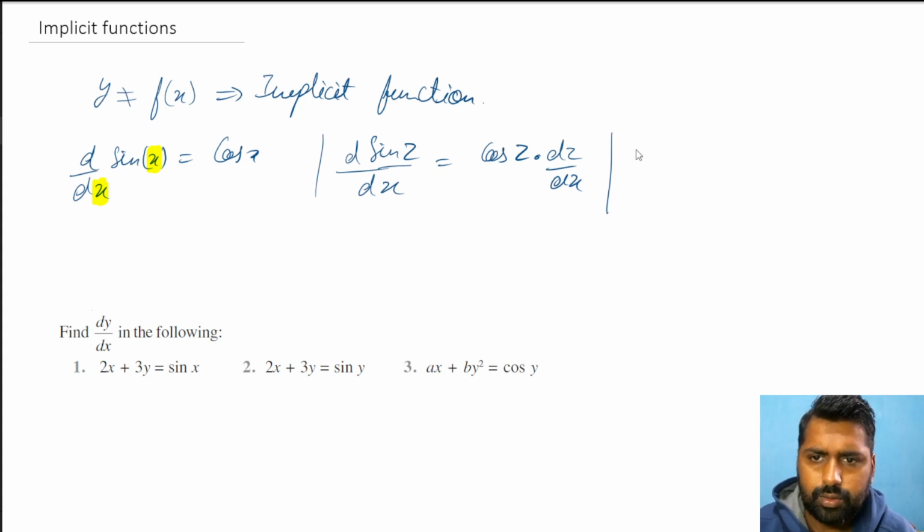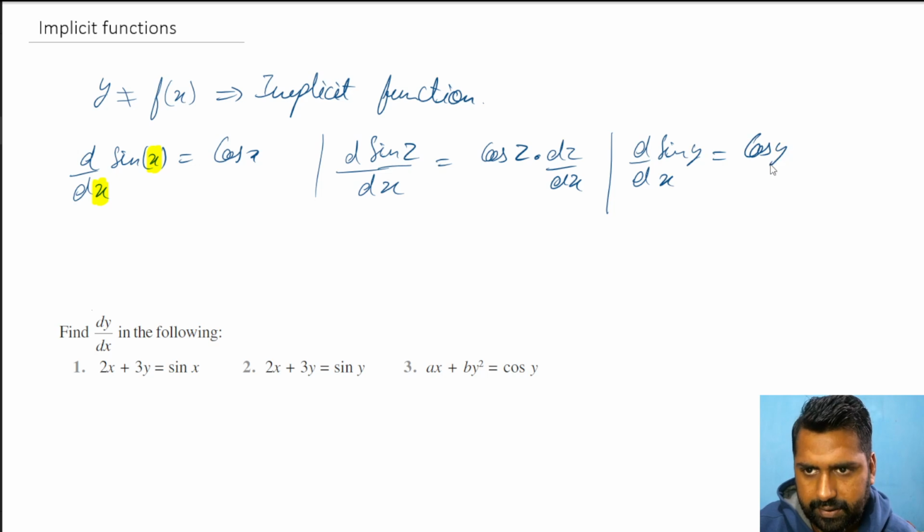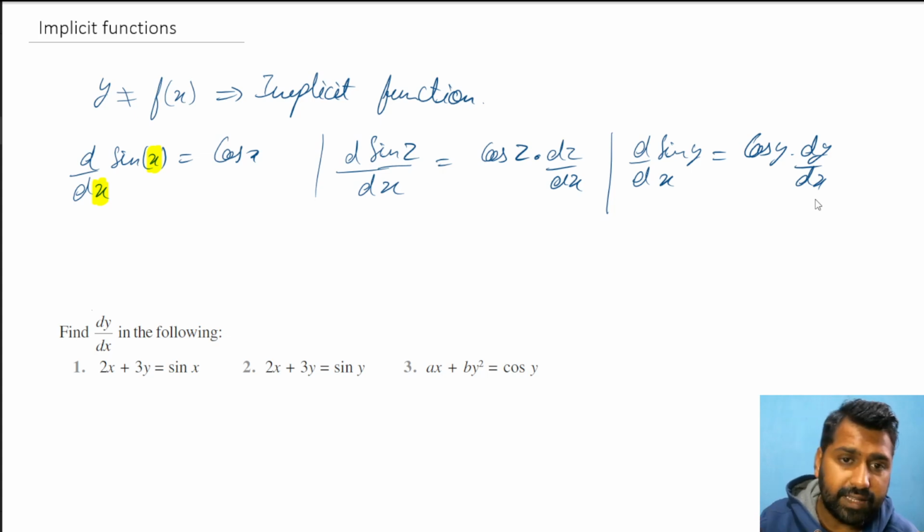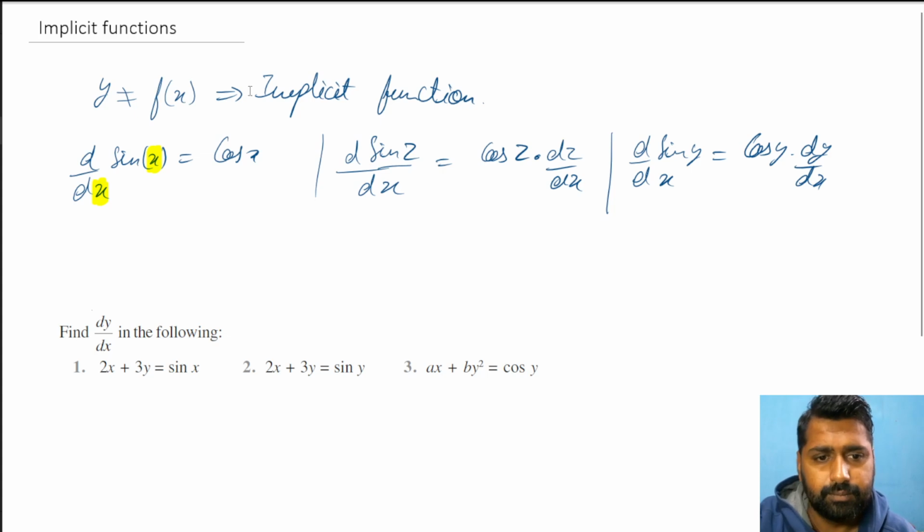So the same thing we'll do here also. If any function is of y, suppose sine y, and we have to differentiate with respect to x, we'll always be differentiating with respect to x. In that case it will be cos y into dy by dx. So whenever y is differentiated, you will get an additional dy by dx in that term. It is because of the chain rule itself. Let's look at the question now.